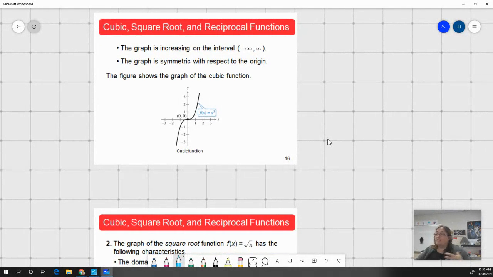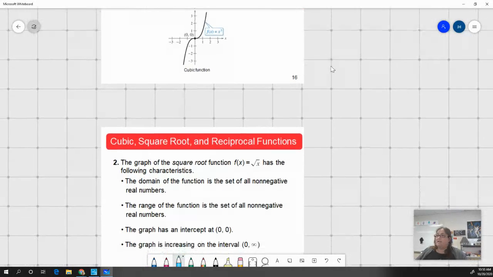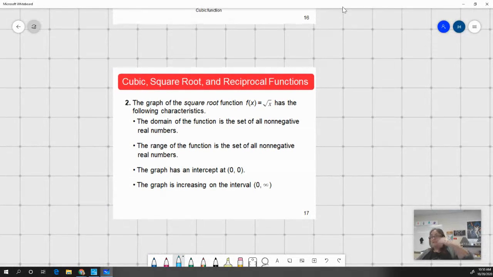And like I said, I'm not giving you a bunch of sample problems on these because you're not going to have problems to do. The whole idea is for you to be able to look at one of these graphs and understand it. And I did post that form for you guys in PowerSchool.